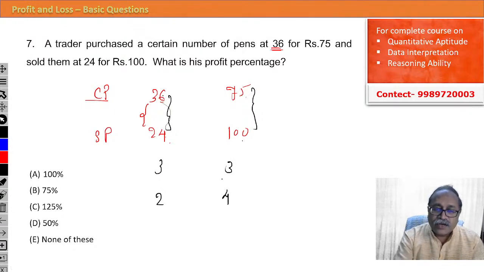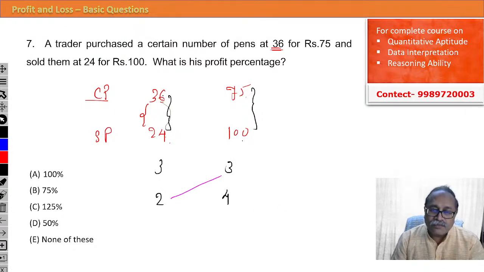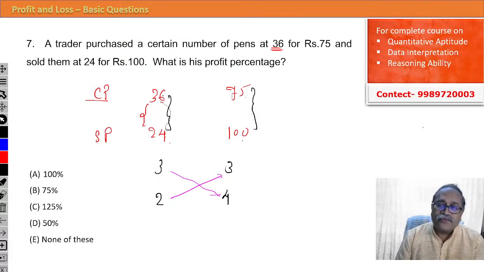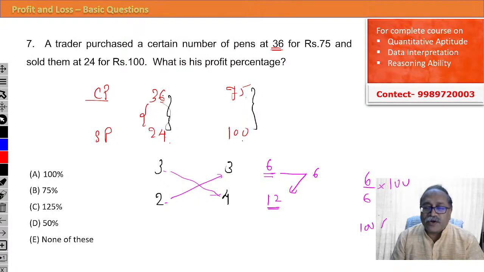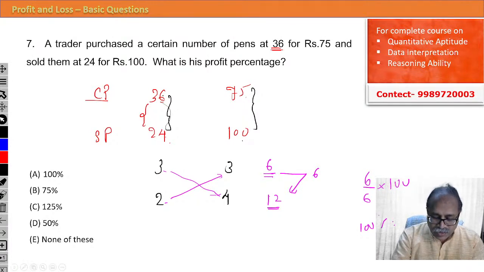Now I will go for the cross multiplication. See here, this is how we do cross multiplication in these questions. If you have any doubt you can call me, I'll take a 1-to-1 class. Now 2 into 3 is 6 and 3 into 4 is 12. So this is my cost price and this is my selling price. So you have a profit of 6 rupees over 6 rupees. So 6 over 6 is what percentage? It is 100% profit. Okay, let's move on.